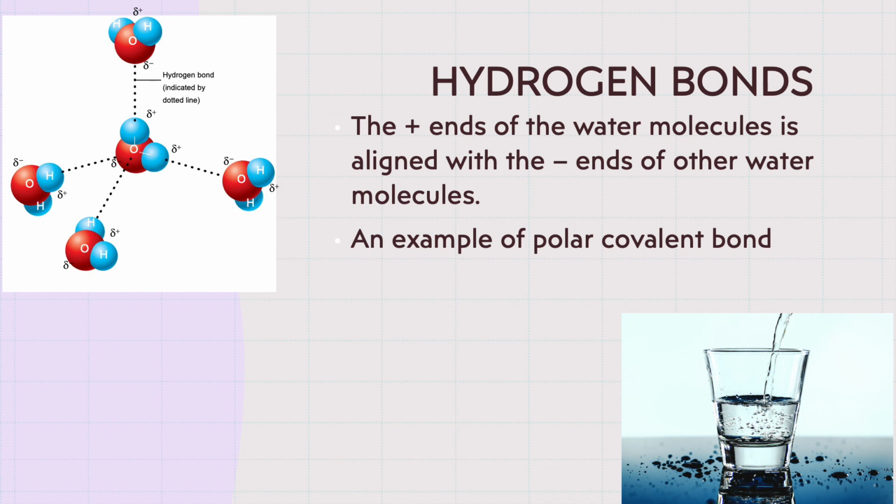What we're actually seeing here is an example of a polar covalent bond, meaning that they do not share their electrons equally. So this concludes the review on chemical bonds.